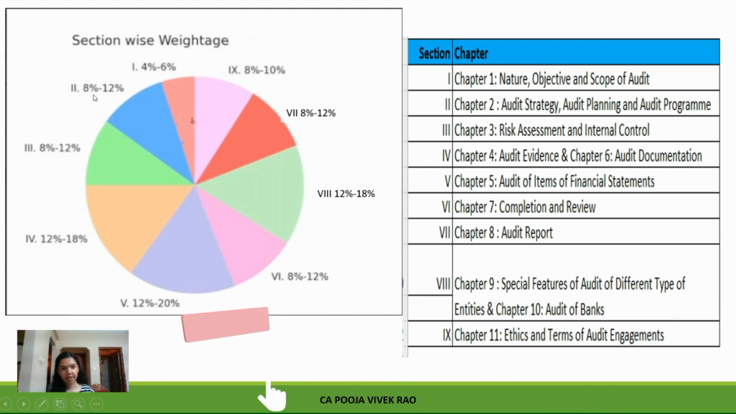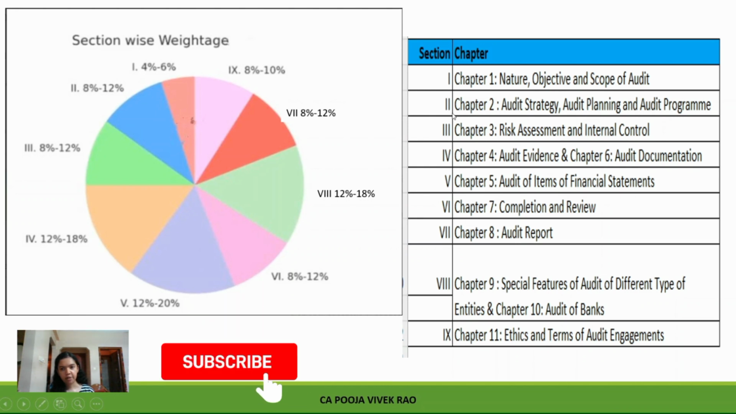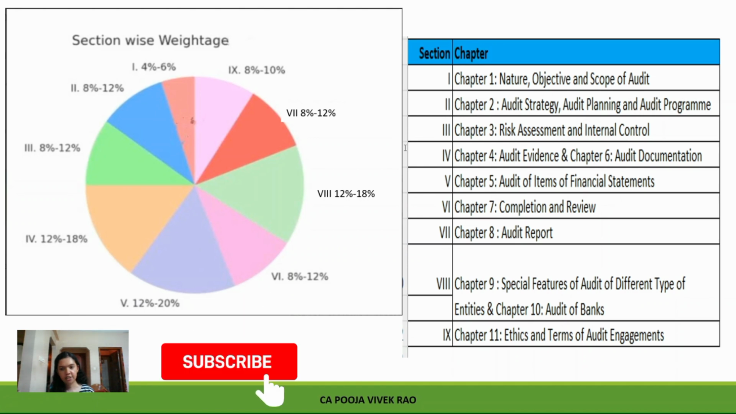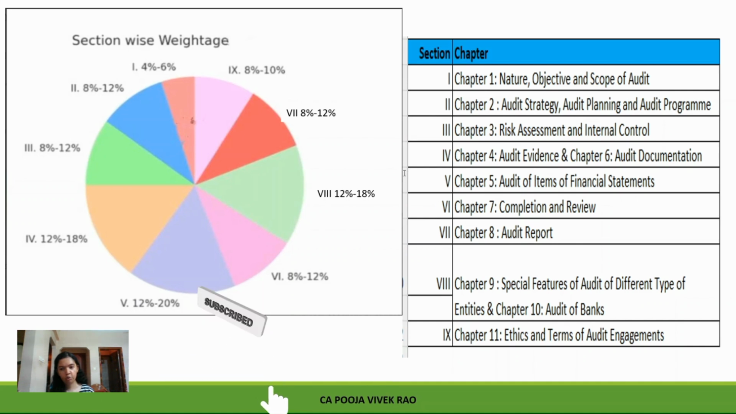The section wise weightage for section 2 is 8% to 12%. And the chapter coming under section 2 is chapter 2, Audit Strategy, Audit Planning and Audit Program. For this chapter, learn the significance of audit planning, development of audit strategy, and the structure of audit plans and programs. Understand how planning is an ongoing process involving key engagement members and ethical considerations.